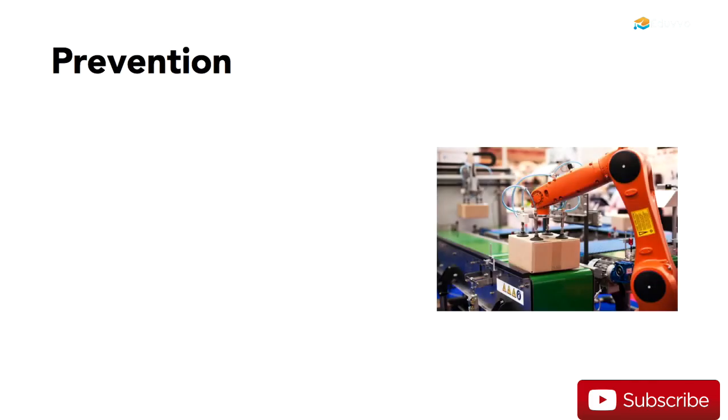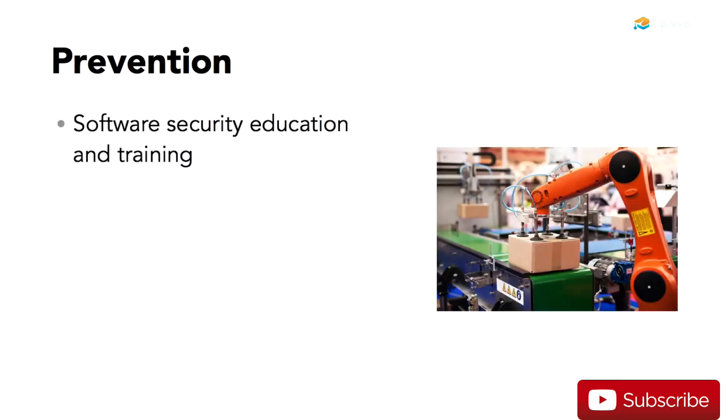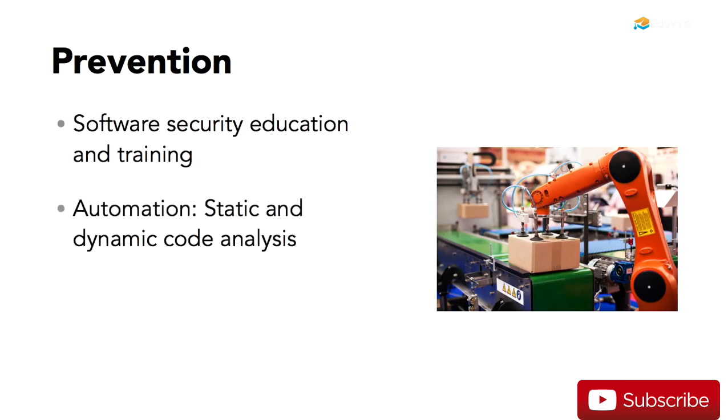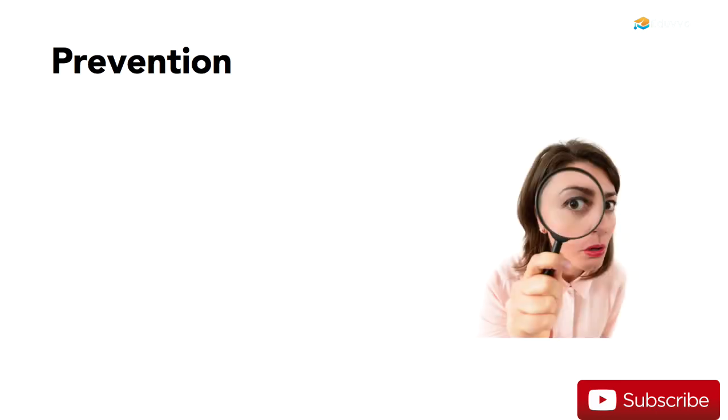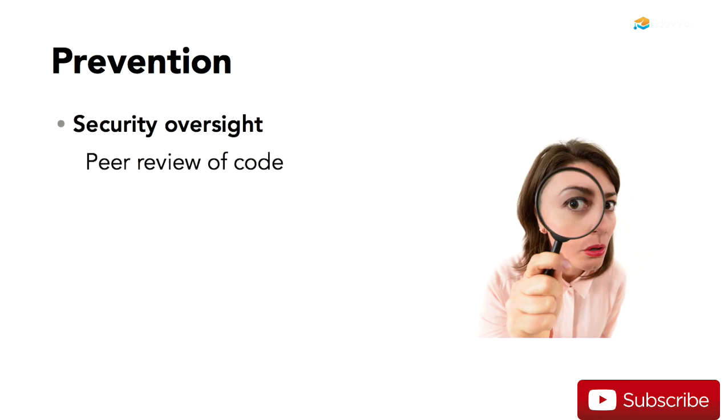To prevent unintentional code level threats, software security education and training is critical. Also, automation such as static and dynamic code analysis to identify vulnerabilities is the key. Once identified, the vulnerabilities need to be managed properly until they are mitigated satisfactorily. To prevent intentional code-level threats, security oversight, such as peer code review, job rotation, and mandatory vacation, is essential. Code-level threats are preventable, but requires a lot of resources to manage them properly.